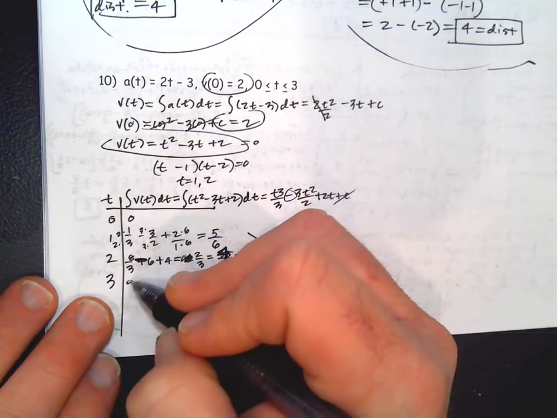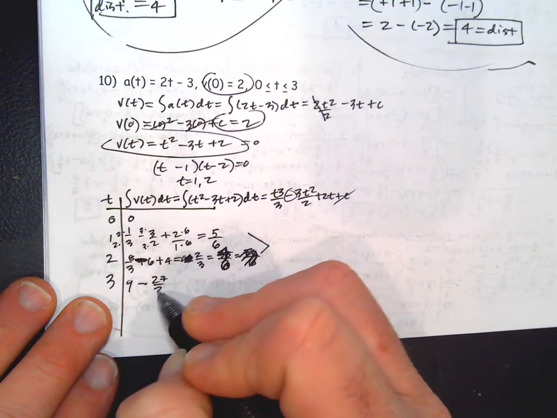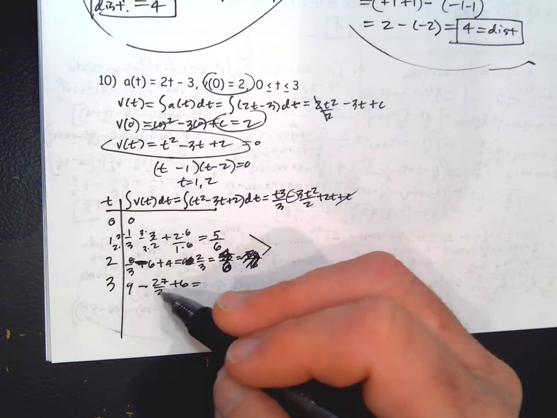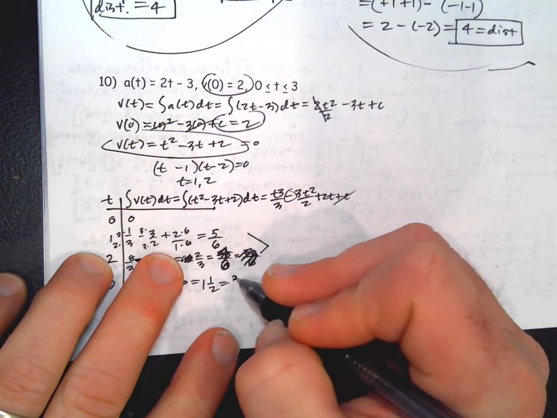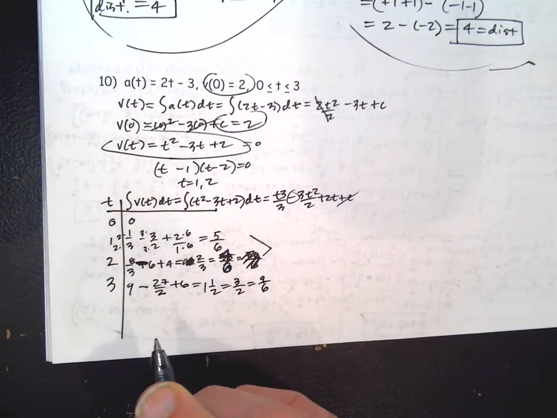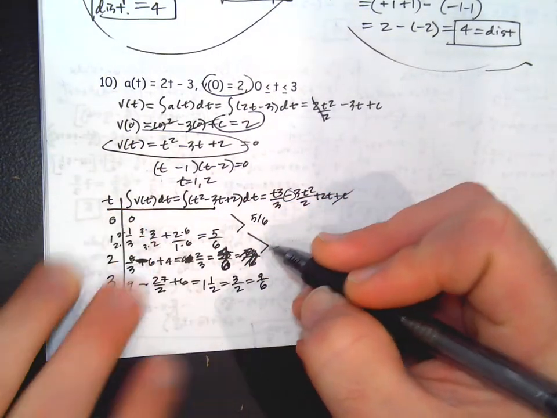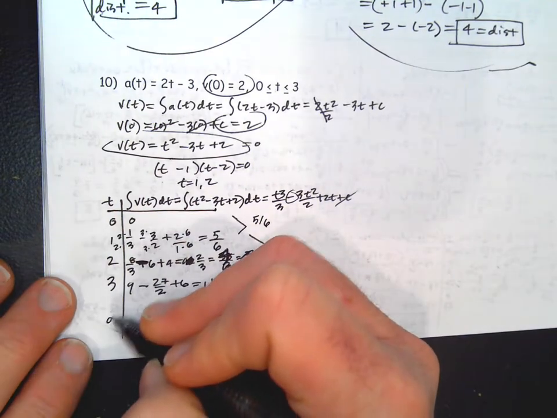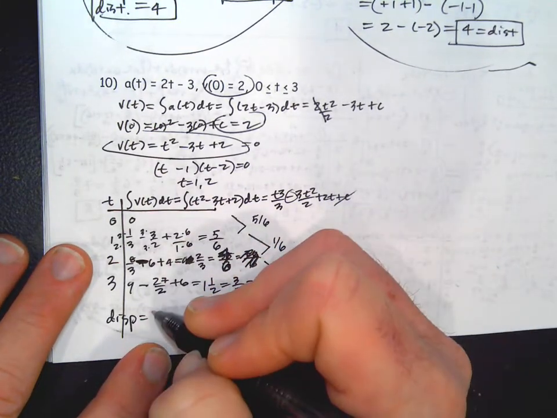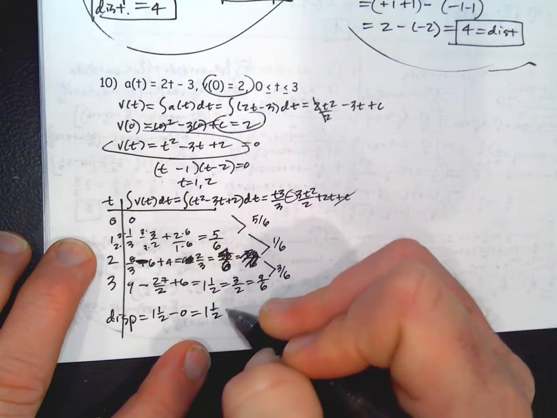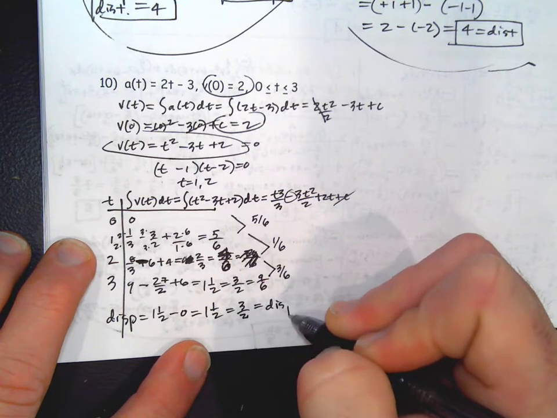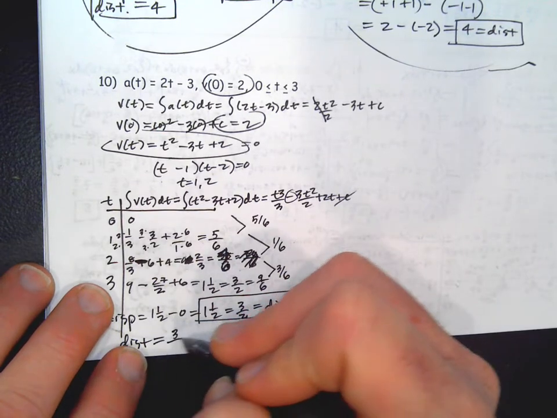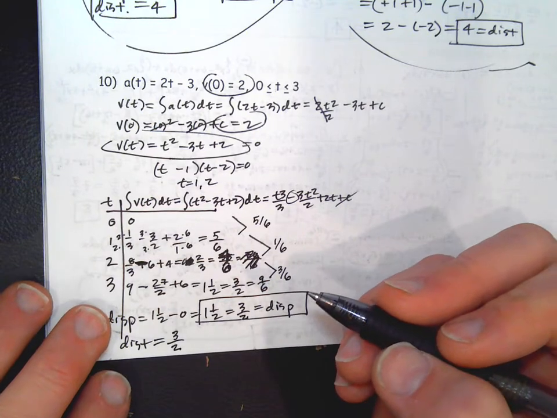Okay, 3 would be 9 minus 27 halves plus 6. So that's 15 minus 13 and a half, which is 1 and a half, which is 3 halves, or 9 over 6. So the distance between these is 5/6. The distance between these is 1/6. The distance between these is 3/6. The displacement is just the final spot, 1.5, minus the initial spot. That's super easy from the table. The distance is going to be all these added up. So that's going to be 9/6, which is 3/2. Wait. Did I make another mistake?